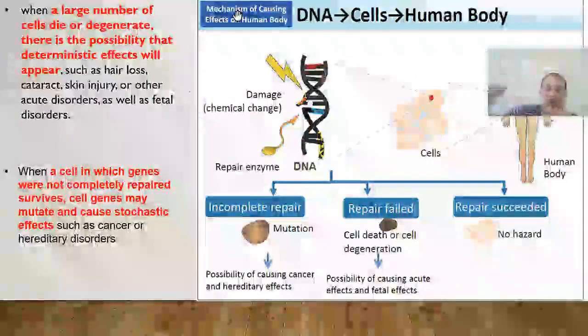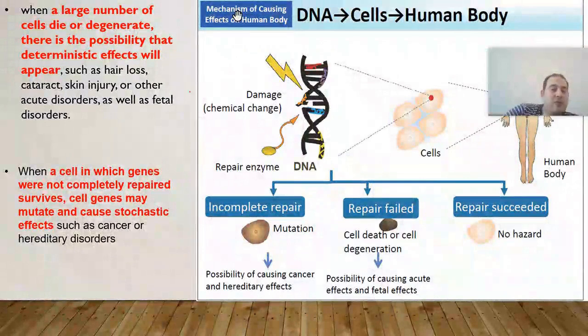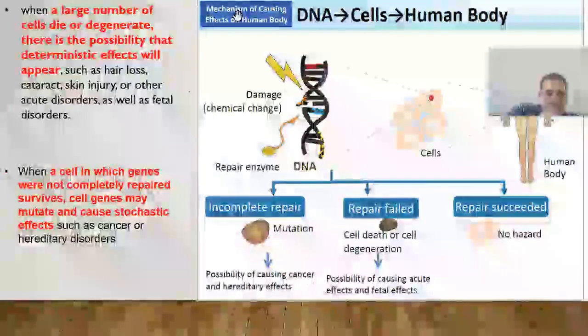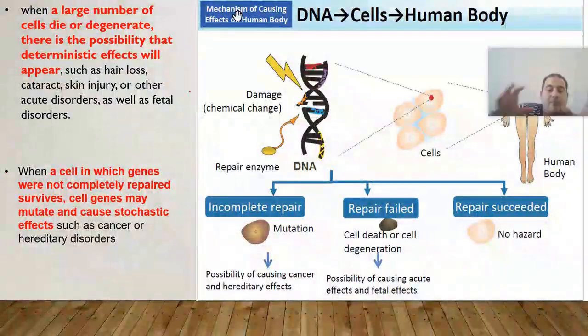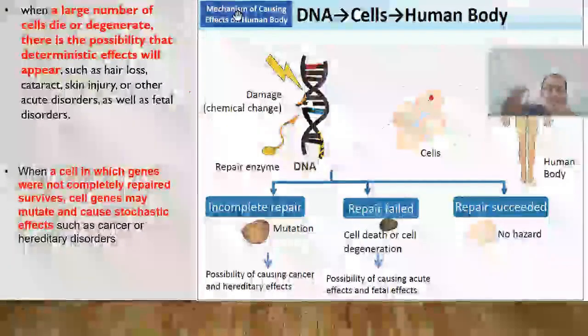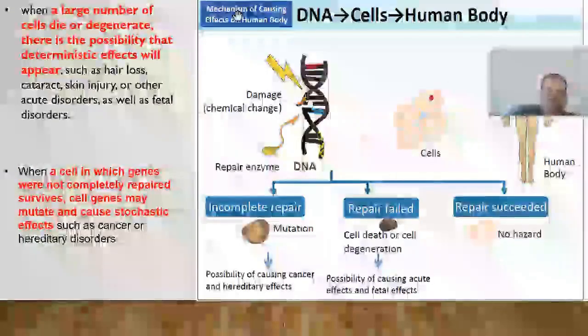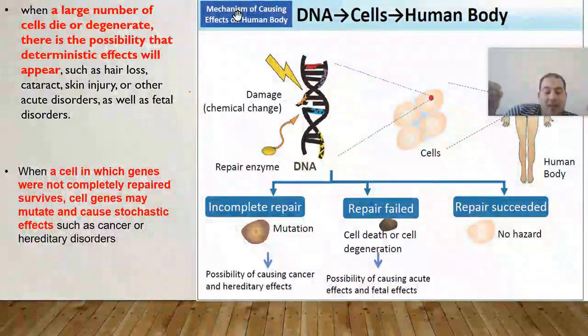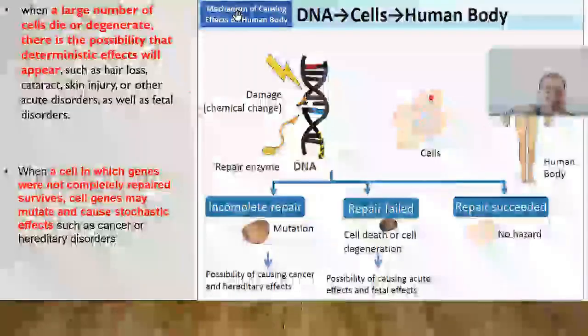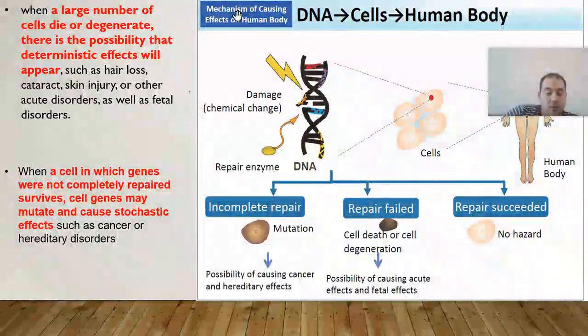If DNA has been damaged and this damage can be repaired, then there is no hazard and no problem. However, if this repair fails, it triggers programmed cell death, known as apoptosis, and the cell itself undergoes degeneration and dies, in particular when this repair fails.